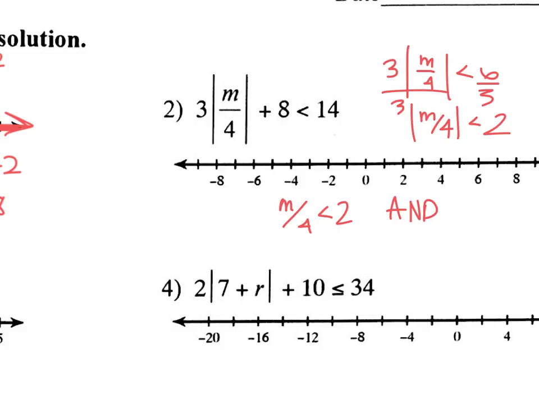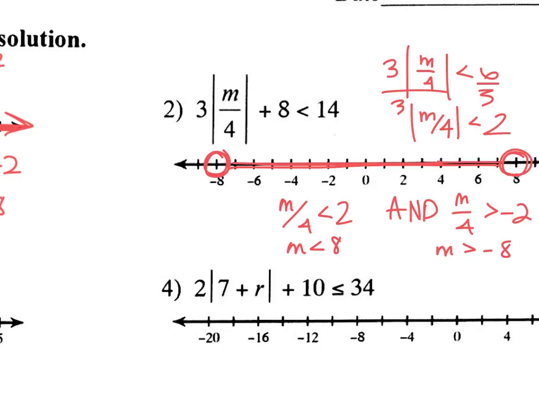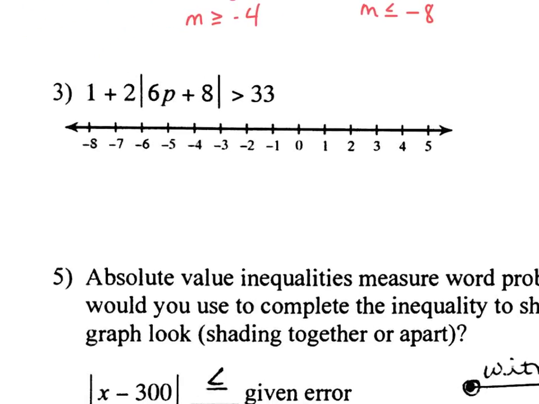That means our range should be within. m over 4 is greater than -2. Then I'm going to multiply by 4 to get m by itself. So m is less than 8 and m is greater than -8. And so, and they should be going towards one another. So we've got open, greater than -8, open on the +8, less than +8. So we're really just looking at this section in between for and. We're looking for the within section. Question 3.